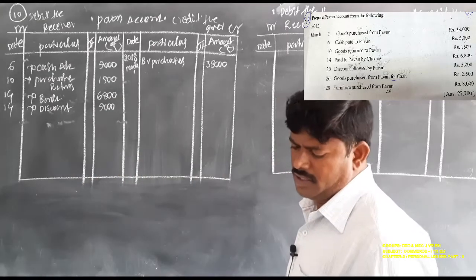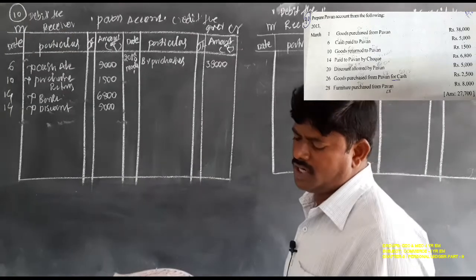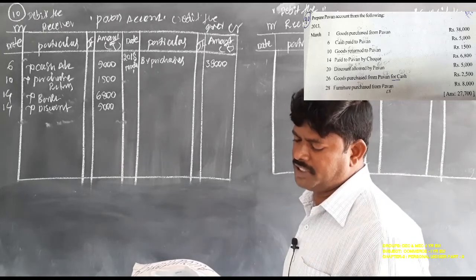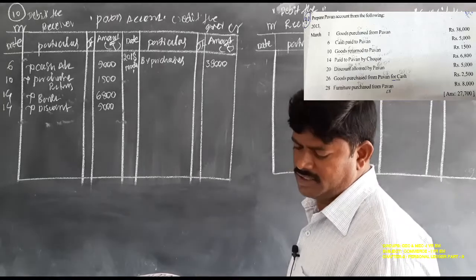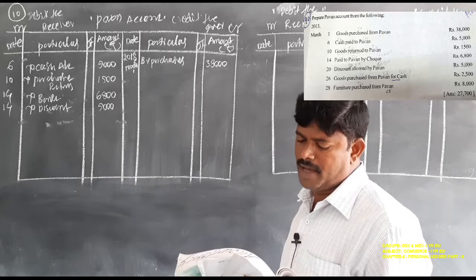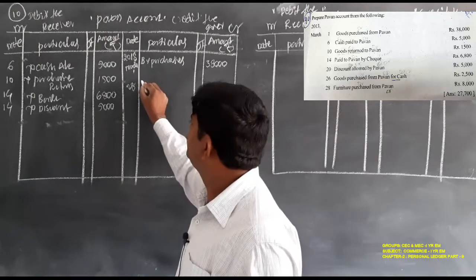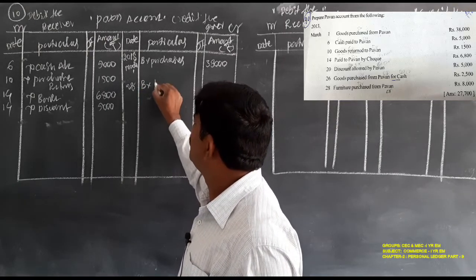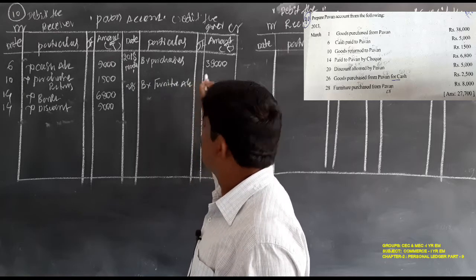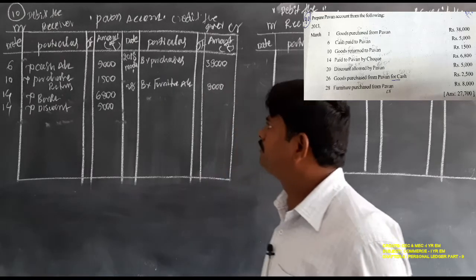Next, 26. Goods purchased from Pavan. It is not recorded in this account. Why? Because it is cash purchases. Next, date number 28, purchase from Pavan, 28th date, furniture purchase, so furniture account, amount is 8,000 rupees. This is the problem.